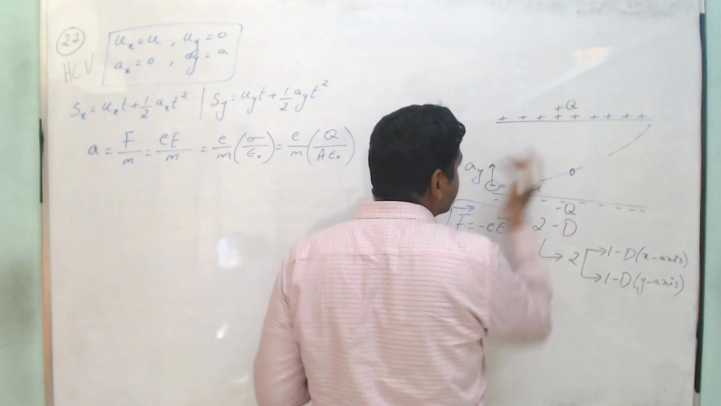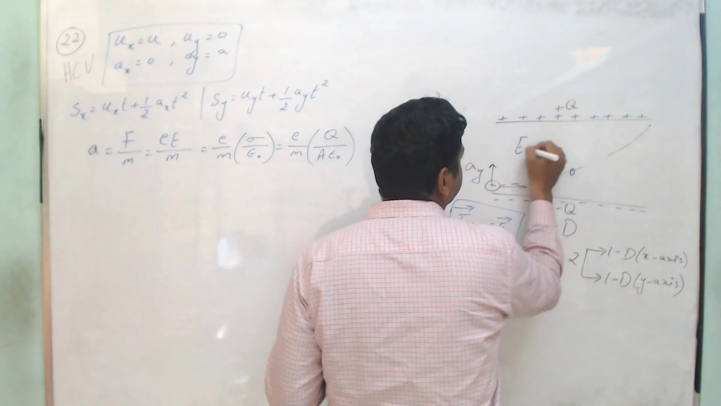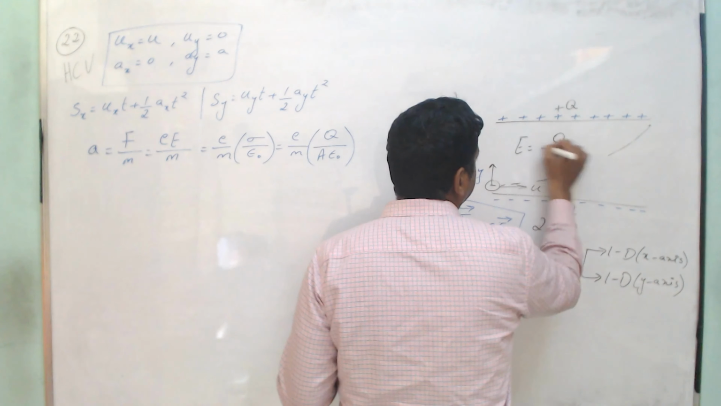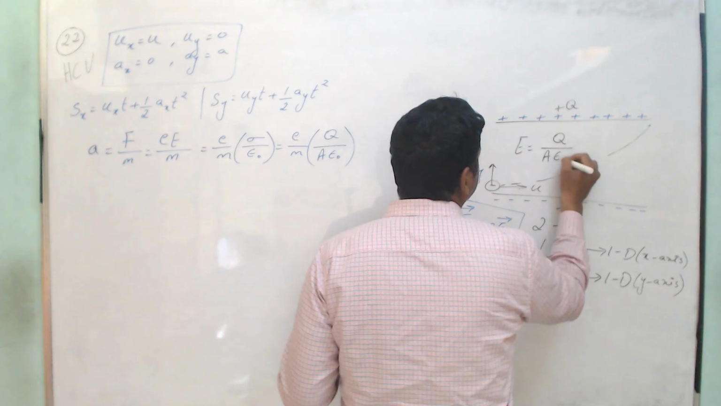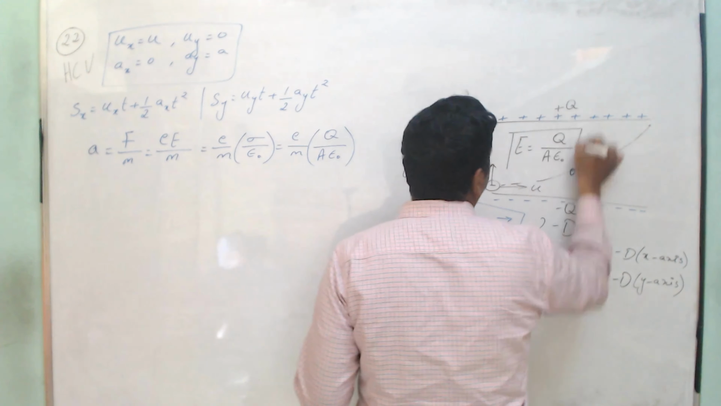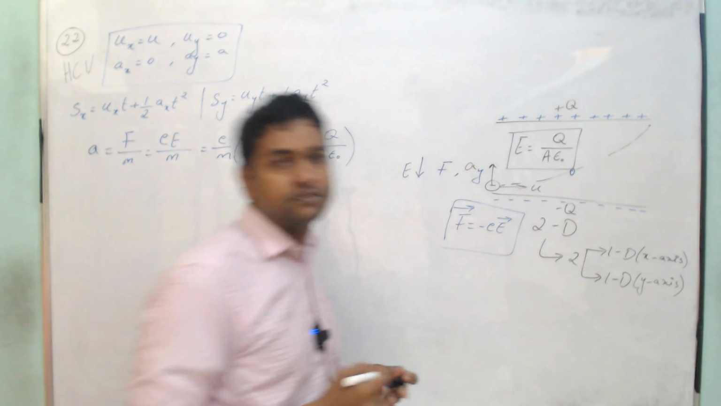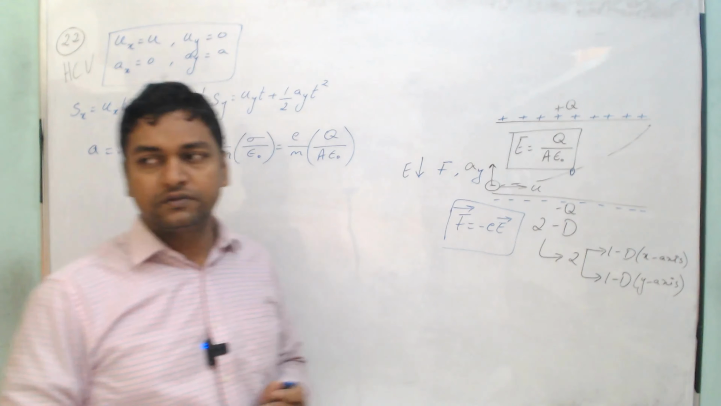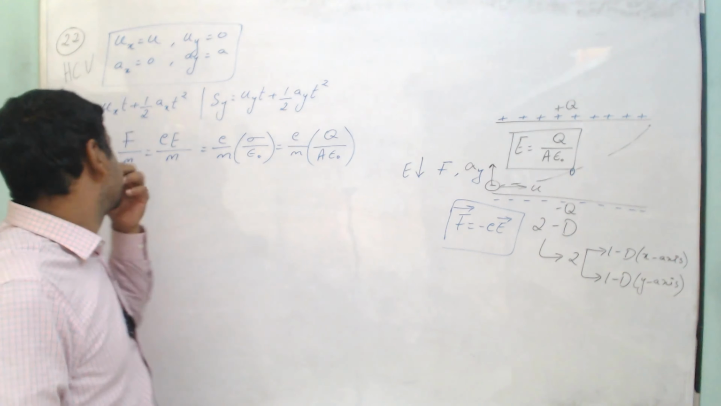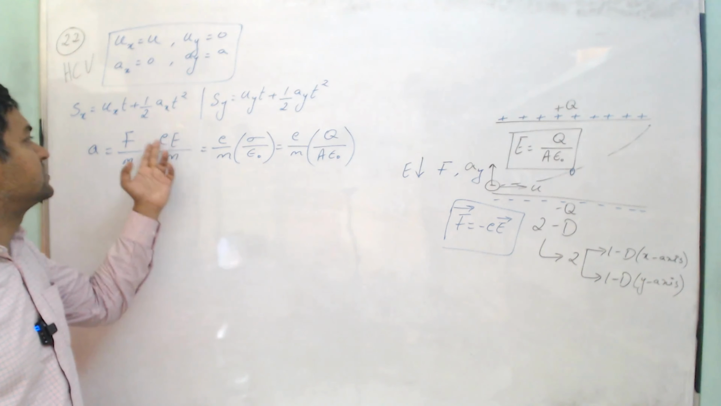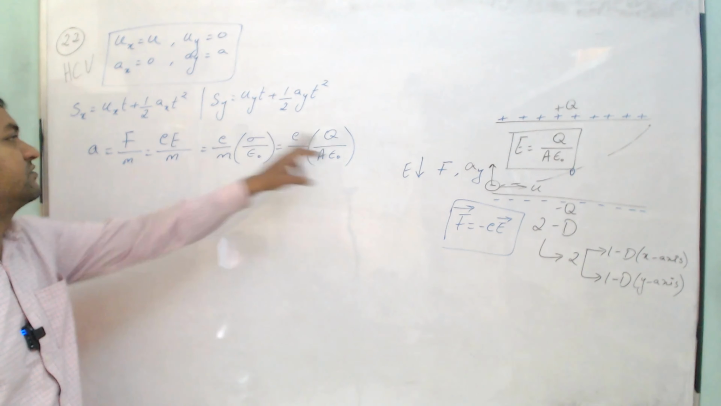In this situation, the magnitude of electric field due to this plus Q and minus Q is going to be Q by A epsilon naught, because it is sigma by epsilon naught. The acceleration is force upon mass. Force is charge into electric field upon mass. Electric field is Q by A.